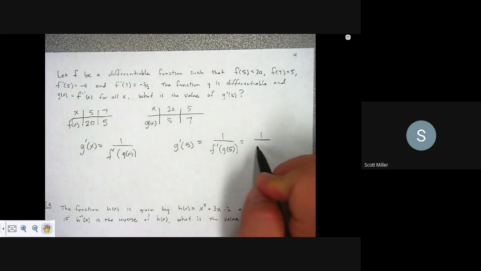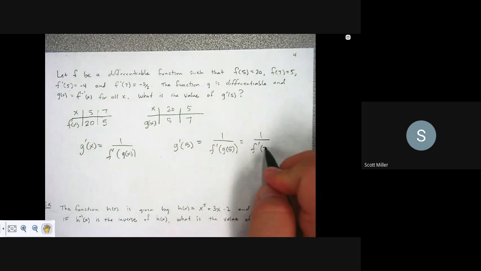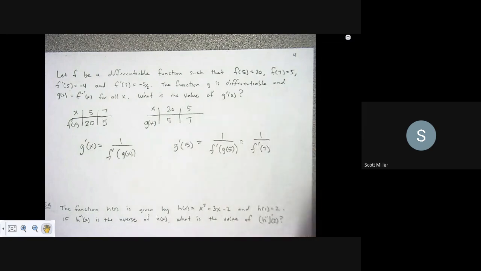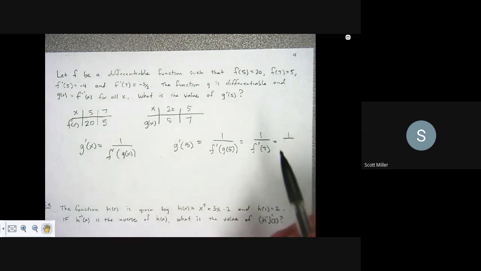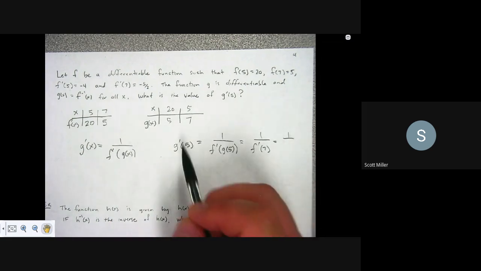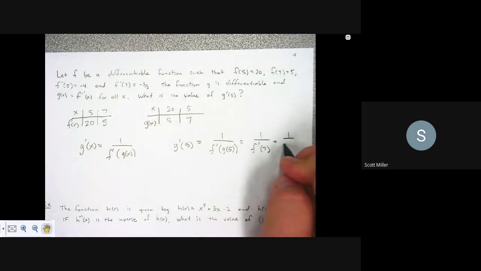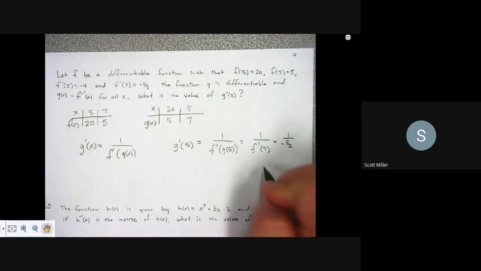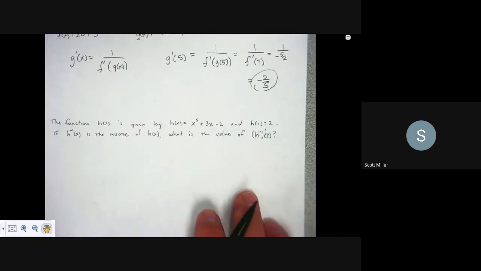It's 1 over f prime, g at 5 is 7, which is 1 over, I forgot, f prime at 7 is negative 5 over 2. And so then I end up with the answer, flipping this over, negative 2 fifths. There you go. Let's look at another one.